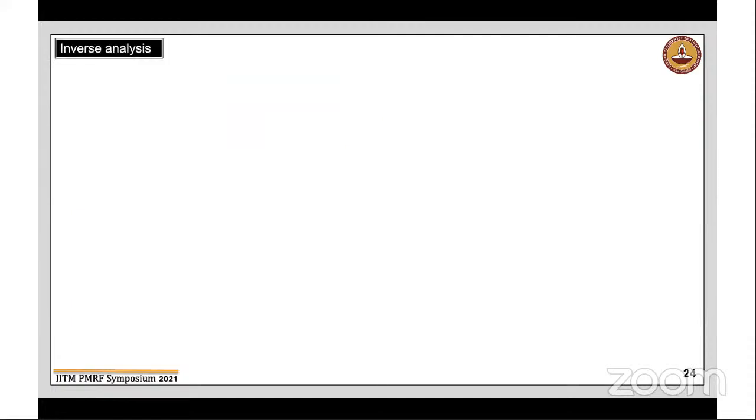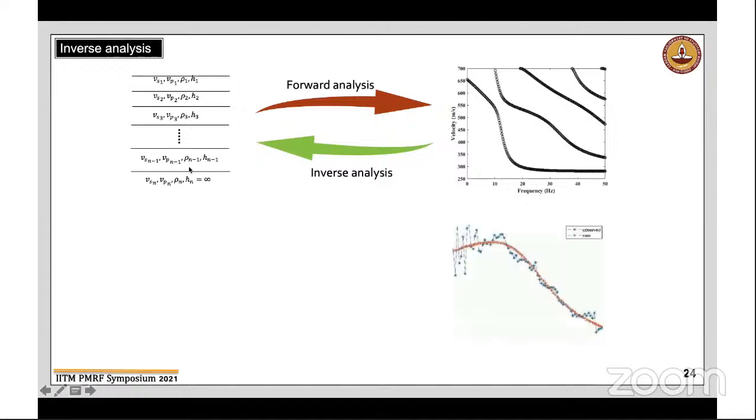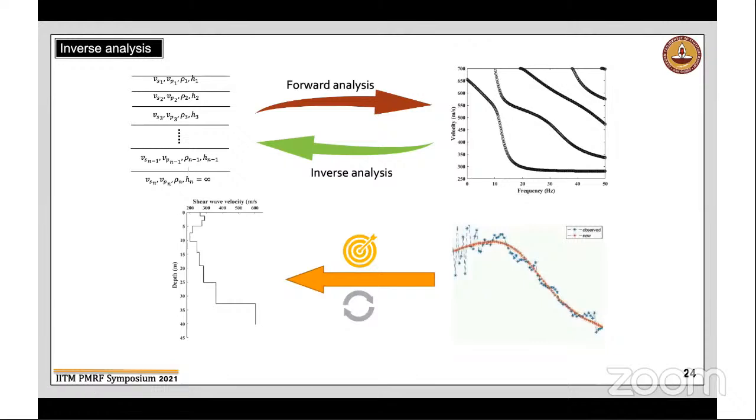Now coming to the inverse analysis. We have seen from the last slide how the forward modeling works. The inverse is just the opposite. From the dispersion curve, we have to predict the soil layer system. And this is how this inversion algorithm works. The blue line is the field-observed dispersion curve, and the red line is the theoretical dispersion curve, and it tries to match, and the final outcome is the shear velocity.